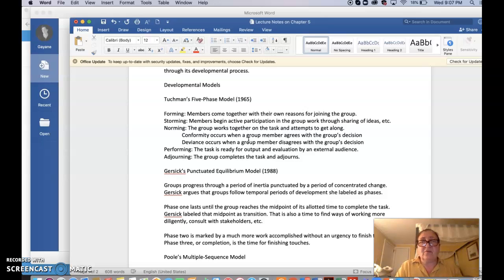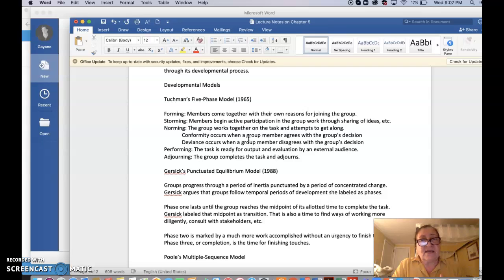The first is forming. Members come together with their own reasons for joining the group. Some people are assigned to a group, other people just join. We discussed those things in previous chapters, those motives for joining. Some have no choice, others do have a choice and wish to be part of it because of a friend or another interest. So that's the introduction. It's called forming.